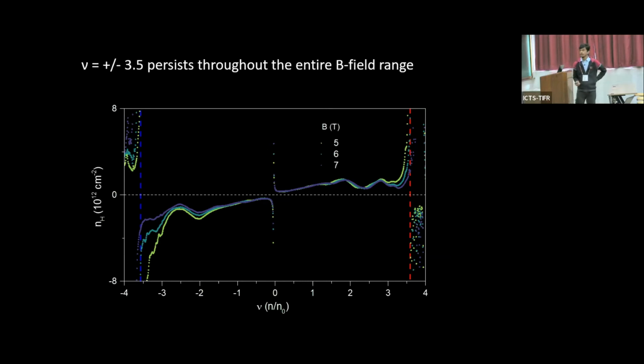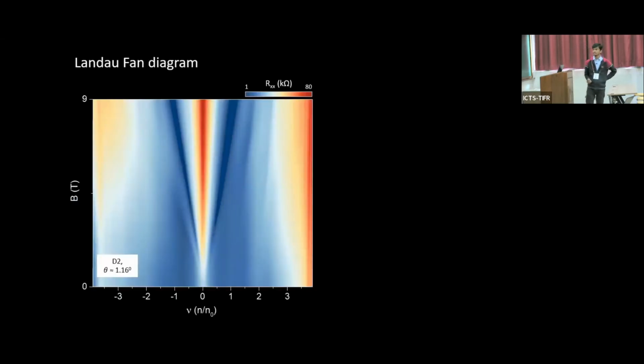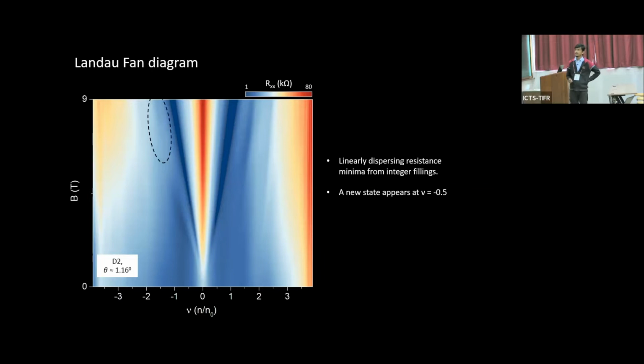Now to study other correlated states in the system. This is a Landau fan diagram, which is standard, where we are plotting the 4-probe longitudinal resistance as a function of band filling for different magnetic fields up to 9 Tesla. There are fans coming out from the charge neutrality point as well as different integer fillings, and this is in good agreement with other reports in twisted bilayer graphene. But interestingly, what we observe is an additional state which seems to appear from 0.5 on the hole side.